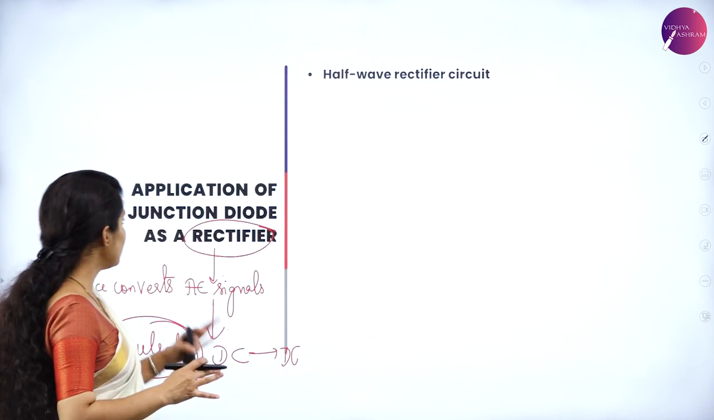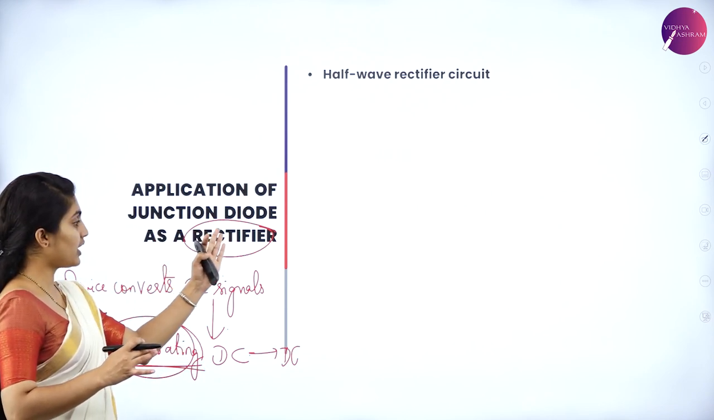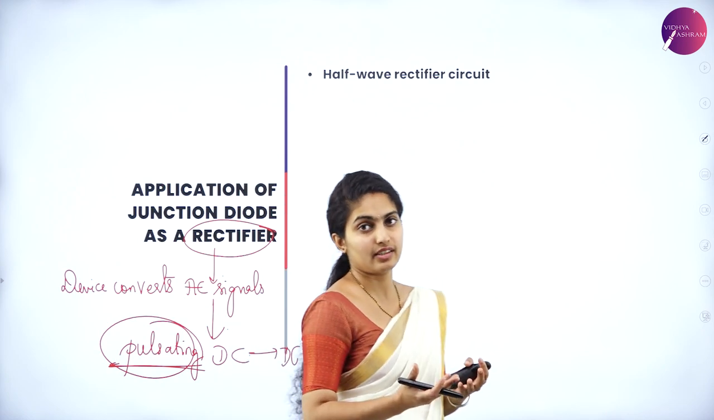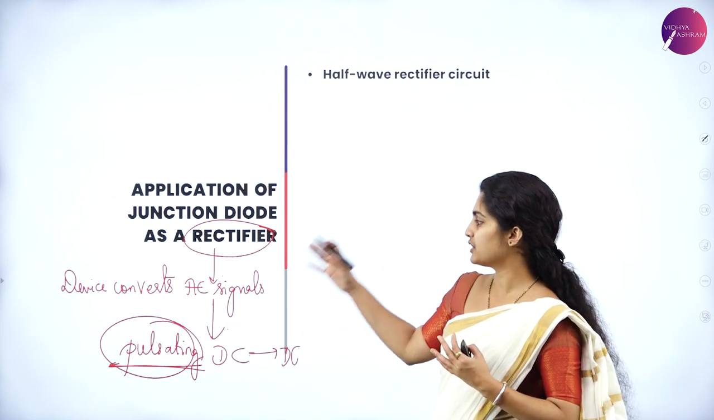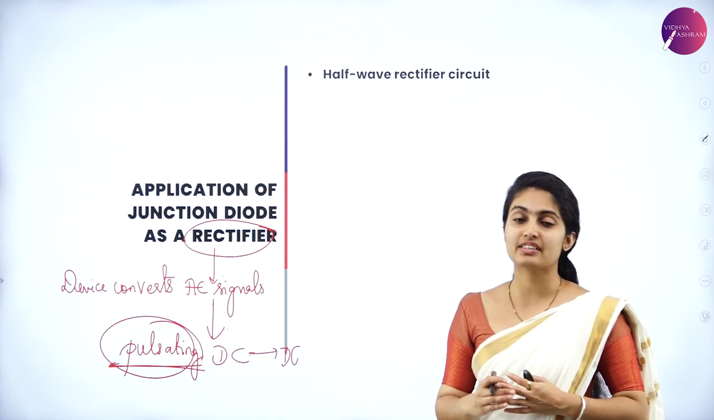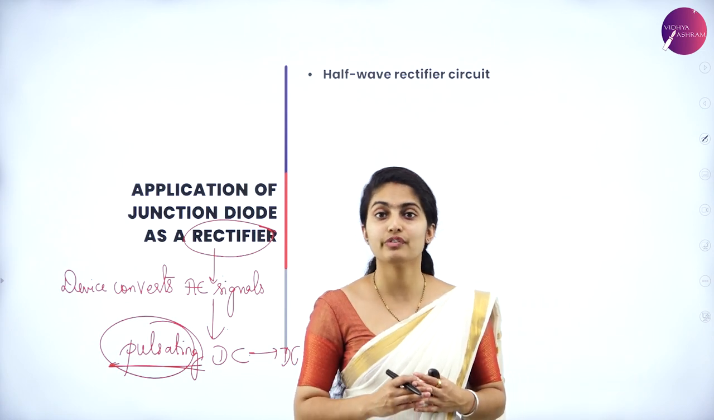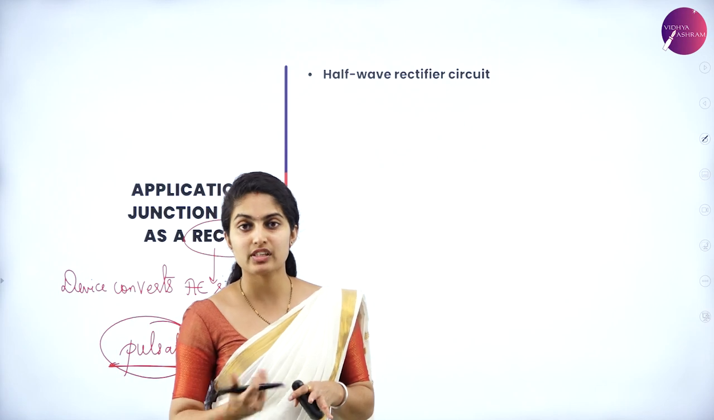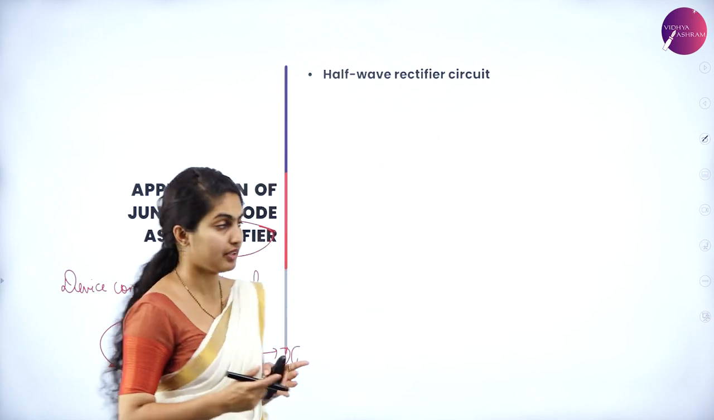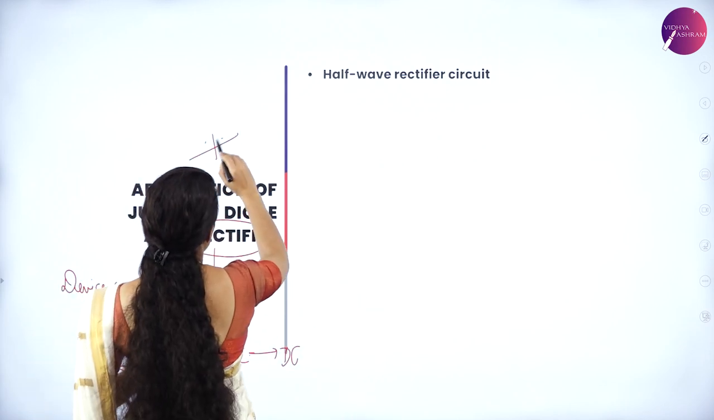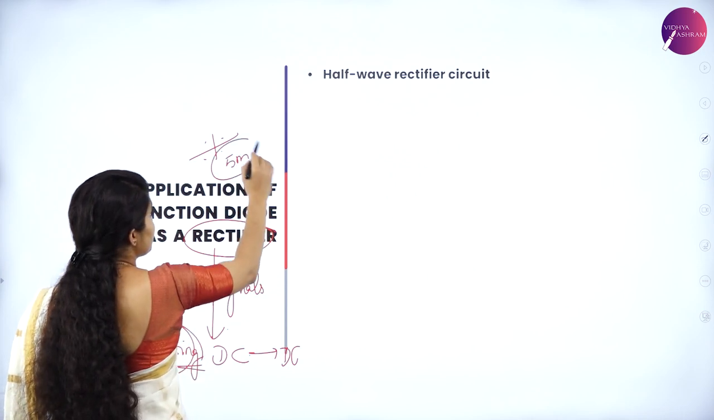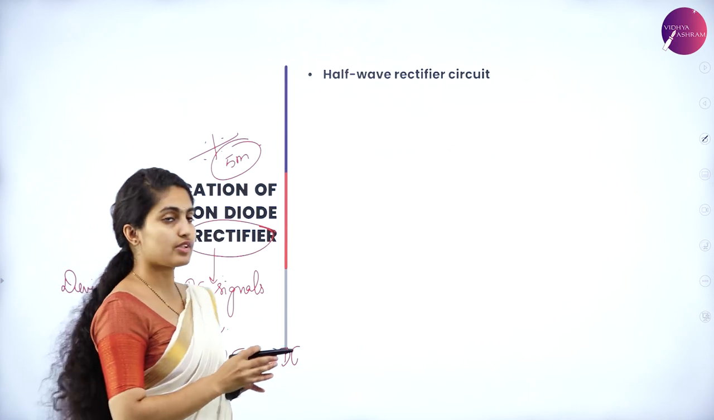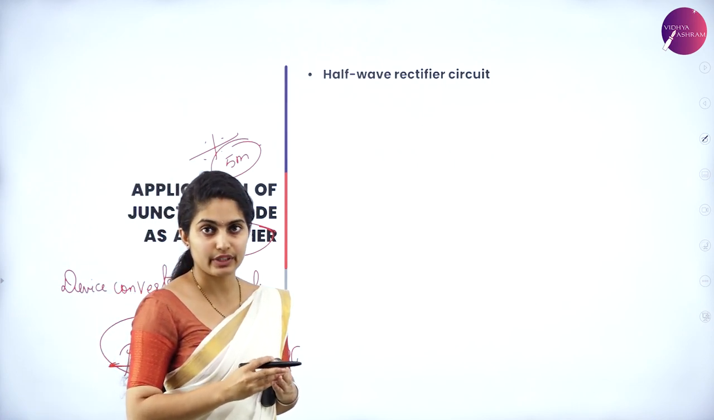Now the junction diode is acting as a rectifier here. Why is that? Because we need to convert AC signals to pulsating DC, that is the use of a rectifier. There are two types of rectifiers: one is the half wave rectifier and one is the full wave rectifier. Most important split questions, which is for 5 marks in your board exams. So the half wave rectifier circuit is what we study first.